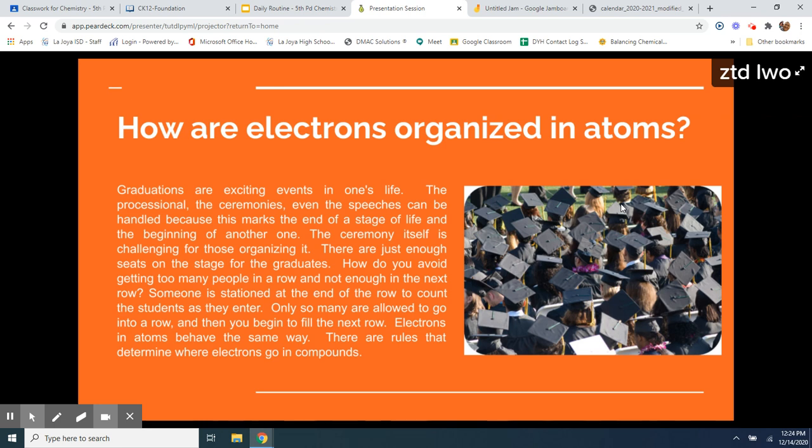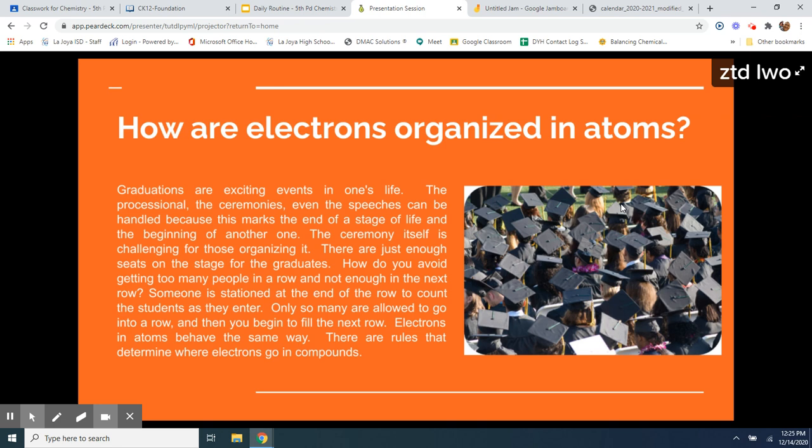Graduations are exciting events in one's life. The processional, the ceremonies, even the speeches can be handled because this marks the end of one stage of life and the beginning of another one. The ceremony itself is challenging for those organizing it.